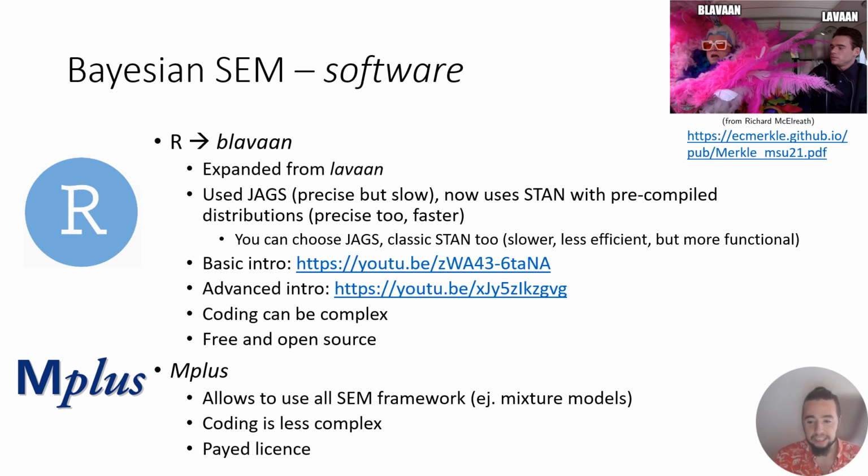The other contestant, or the other good software to use, is Mplus, because it enables you to use all of the same framework, including complex things like mixture models or growth models or something like that, and you can use that as Bayesian. The coding is less complex, way less complex. However, it is closed, it's not open source, and therefore you need to pay in order to use the software, and also you don't have access to the core functions.